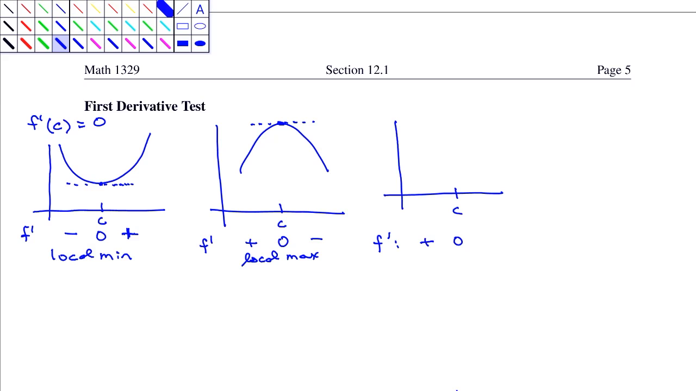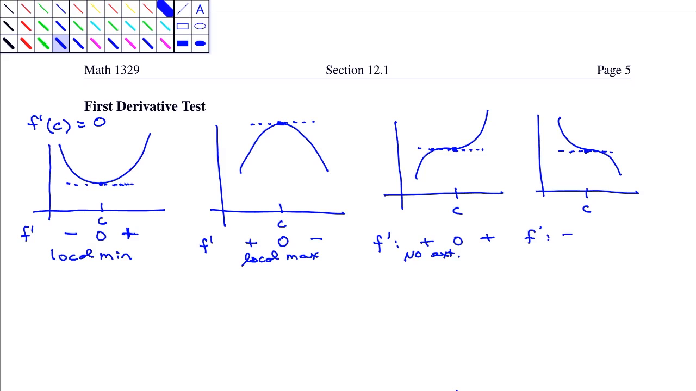Suppose we have a first derivative that is positive, then 0 at c, and then positive. So it looks something like this. We have a horizontal tangent line there. This one has no extrema, because it's increasing followed by increasing. And the same thing here. The first derivative here is negative, 0, then negative. That results in no extrema.